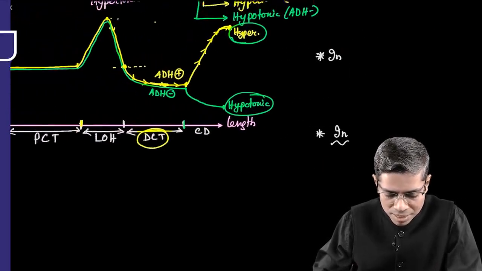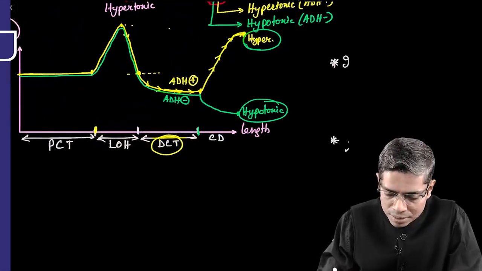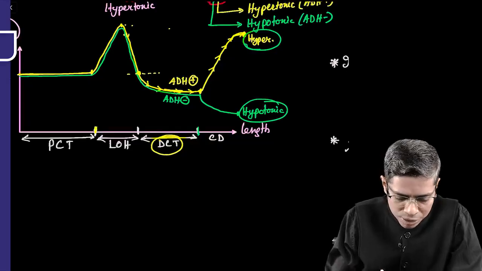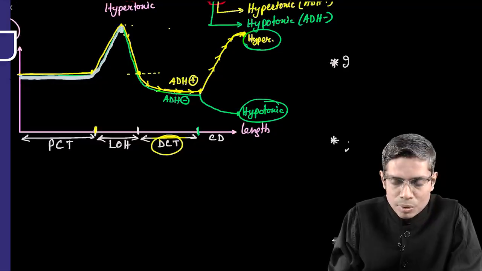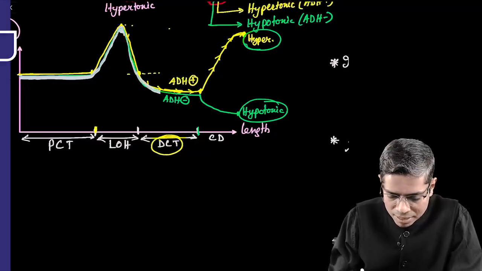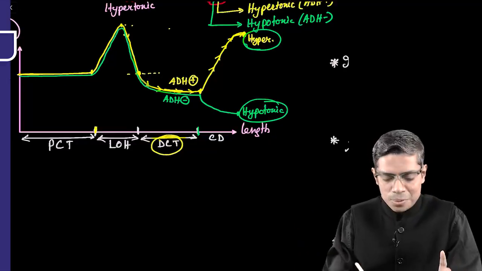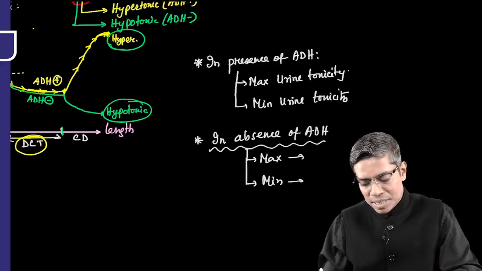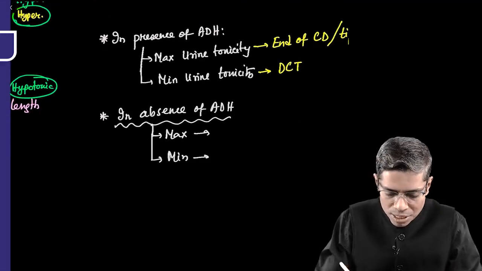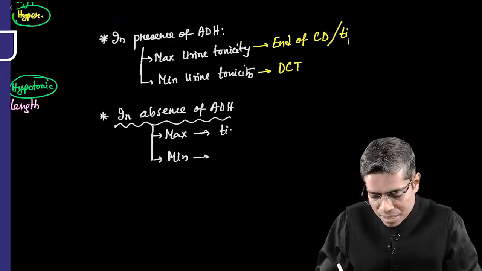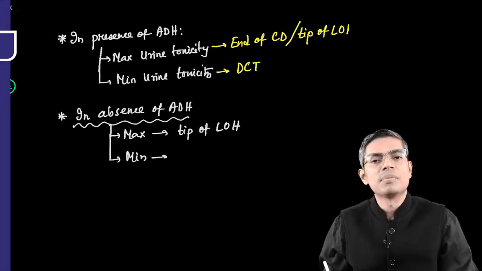So if you look at this green color curve, you are finding out that only one portion is reaching a very peak. That is nothing but tip of loop of Henle, and after that the curve is going down, down, down only. So what will be the answer in absence of ADH? In absence of ADH, the only answer possible is tip of loop of Henle.